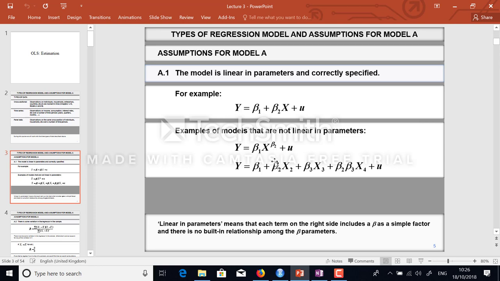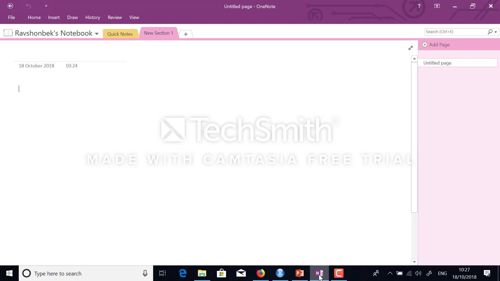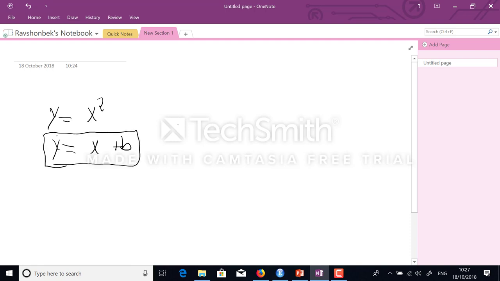It's like in calculus, you have this. Y equals x squared. This is a parabola, right? Now this is a line. This is a linear function, right? Now, this is also not linear. In econometrics, we replace these things with betas.